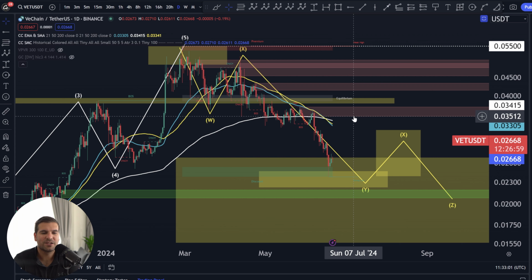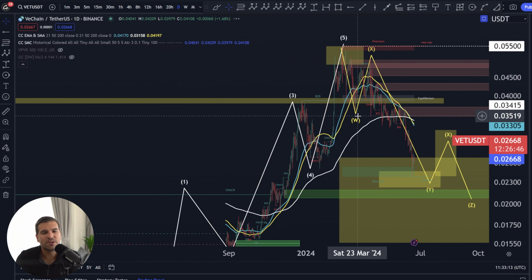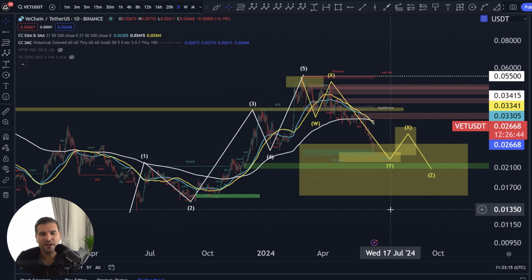Don't get me wrong, things can change. We are in the late stages of this correction, but very early stages of the big bullish market and the run up to the upside. Now, we are still in a bullish structure according to smart money concepts on a macro scale.